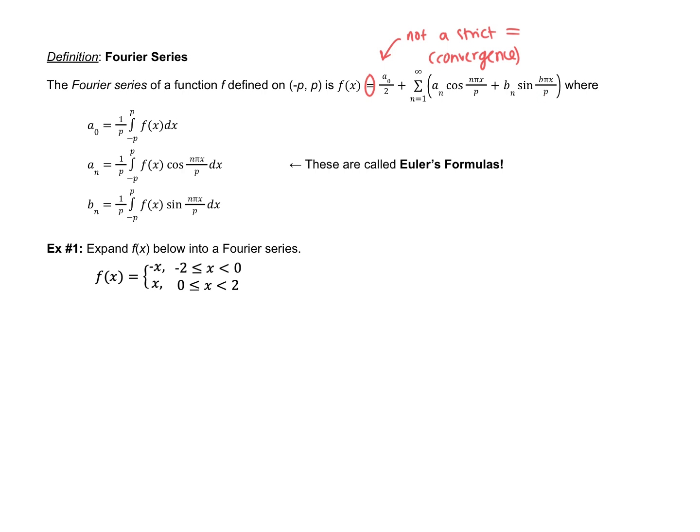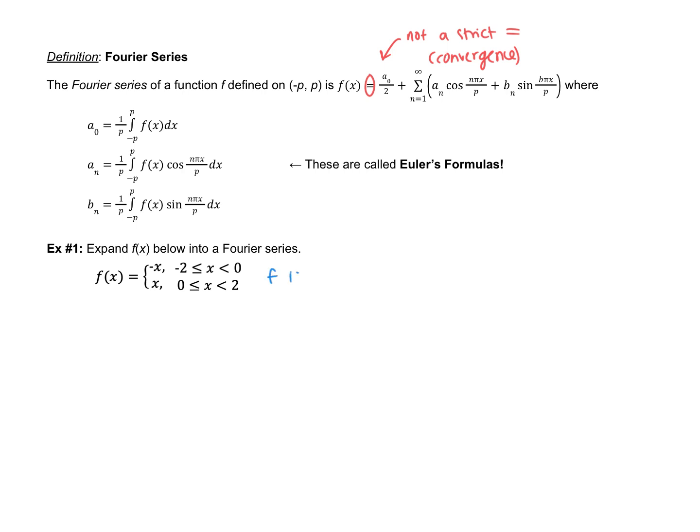Okay, so now that we went through all of that deriving, let's actually take a look at an example. We are expanding f of x, so this f of x, this piecewise function, into a Fourier series. So looking at the definition above, remember we have to be defined on negative p to p, which in this case is negative 2 to 2.